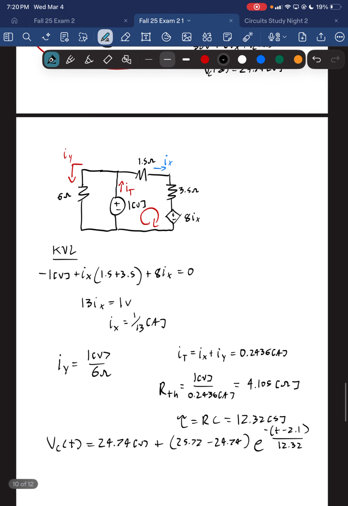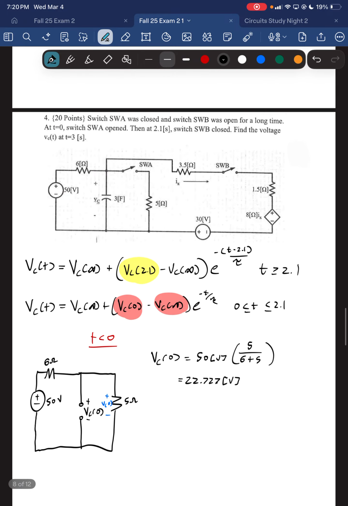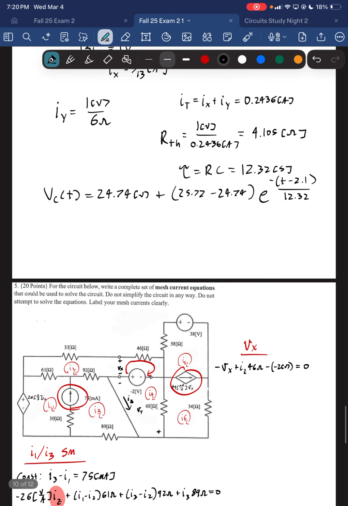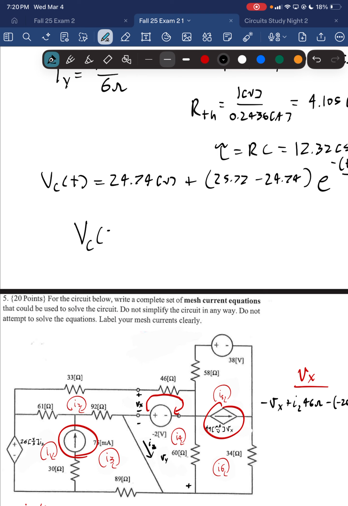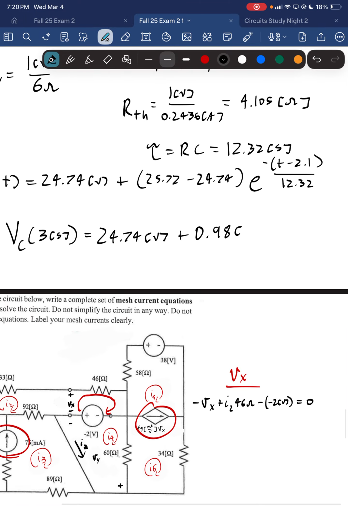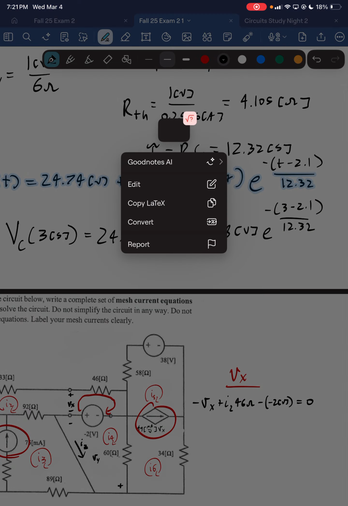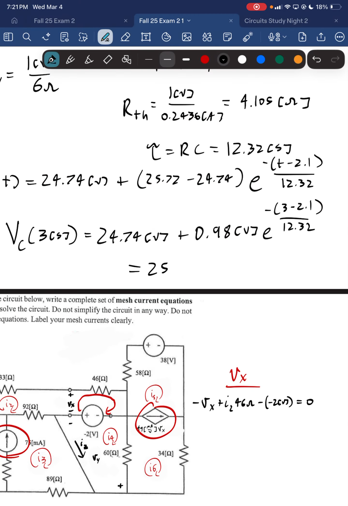Right, and then from there, we go back to what the question was looking for. What is VC of t at 3 seconds? So VC of 3 seconds is going to be 24.74 volts plus, and I'm going to combine the terms in the parentheses to get 0.98 volts, e to the negative 3 minus 2.1 over 12.32. And then that gives us our final answer, 25.65 volts.